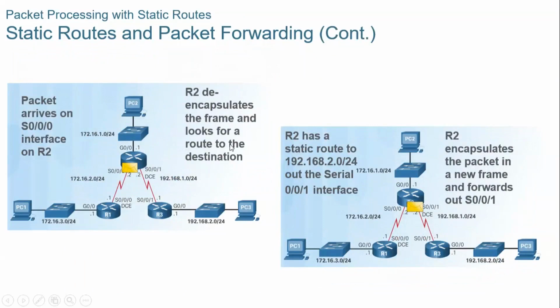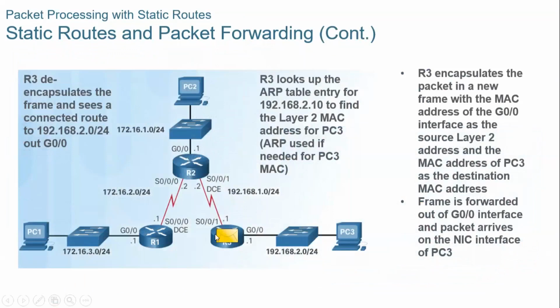It will re-encapsulate the frame with the layer 2 address information and then send it to R3, and then R3 would send it to PC3. So that's basically the route a packet would take. Now, a packet will jump through a lot of routers depending on the size of the network, but this happens quite fast.